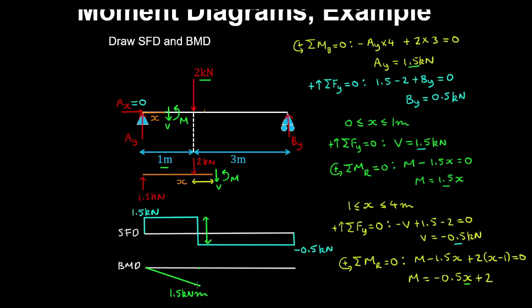So the bending moment diagram is piecewise continuous. And now at x equals 4 meters, the bending moment is 0. And we can see that by these two equations, the bending moment diagram is piecewise linear. So this makes sense because a pin and roller do not resist rotations.